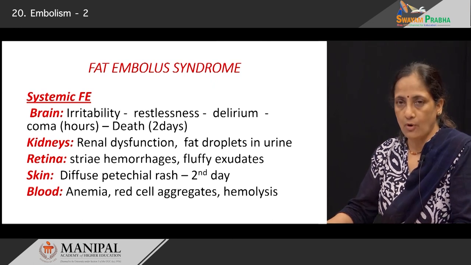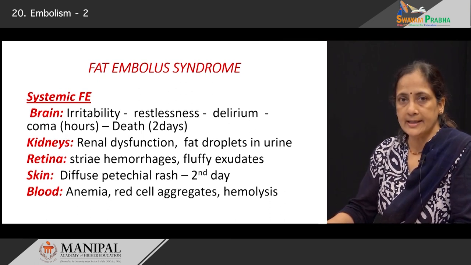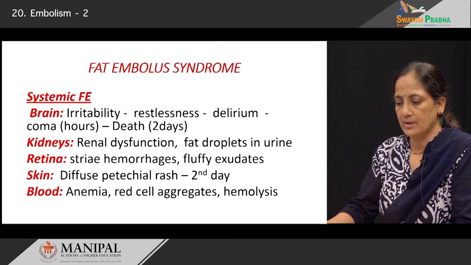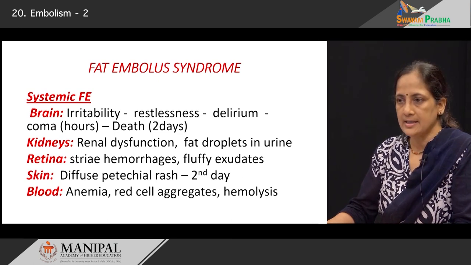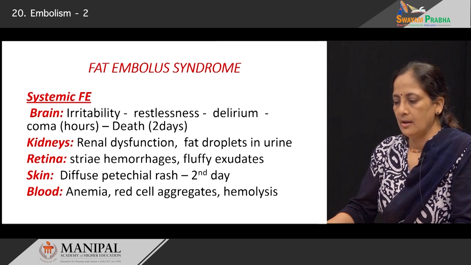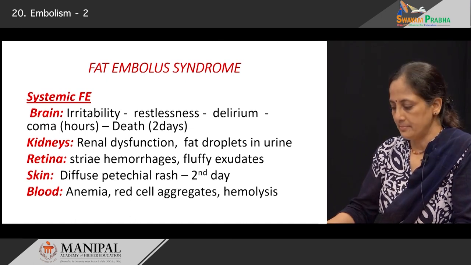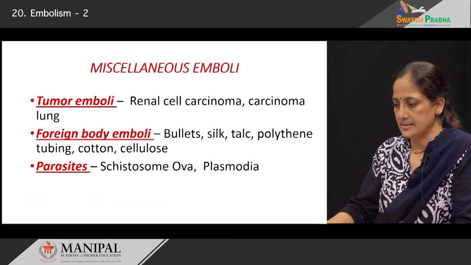When the vasculature in the brain is involved, it results in irritability, restlessness, delirium, and coma, which can last for hours, and finally death, usually within about 2 days of the episode. In the kidney, renal dysfunction can result, and fat emboli are sometimes detected in the urine. Retinal fat emboli result in striate hemorrhages and fluffy exudates. Skin vessels involved cause a diffuse petechial rash, one of the identifying features usually seen on the second day after the fat embolization. As far as blood is involved, anemia is a feature seen along with red cell aggregates and a hemolytic picture with thrombocytopenia.